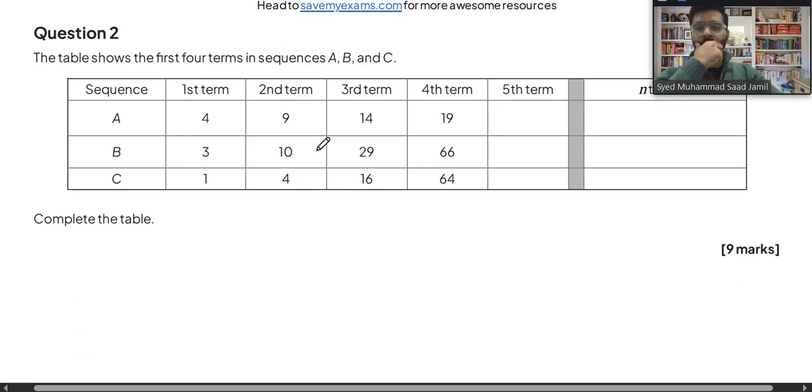Now this one says question 2. The table shows the first 4 terms in the sequence. Complete the table. Okay, so look, the difference between each term is 5. Plus 5, 9, plus 5, 14, plus 5, 19, plus 5. So the next term is going to be 24.